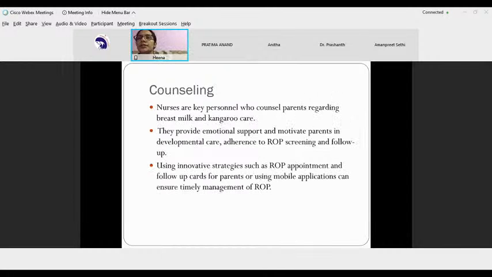And the fourth one is counseling. The nurses should play an important role in counseling the parents regarding breast milk and kangaroo care. They also provide emotional support, and they should motivate the parents for developmental care and adherence to the ROP screening program and follow-up. Using innovative strategies such as an ROP appointment and follow-up card, or using some applications, can ensure timely management of ROP.